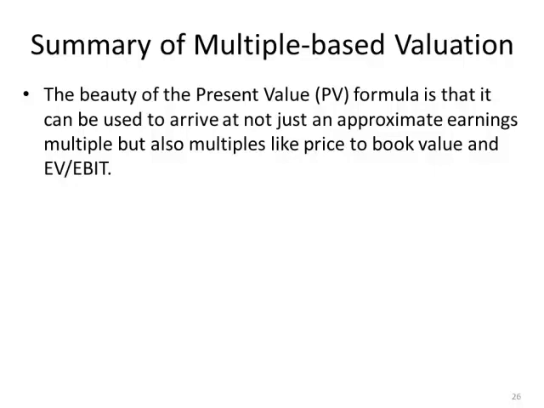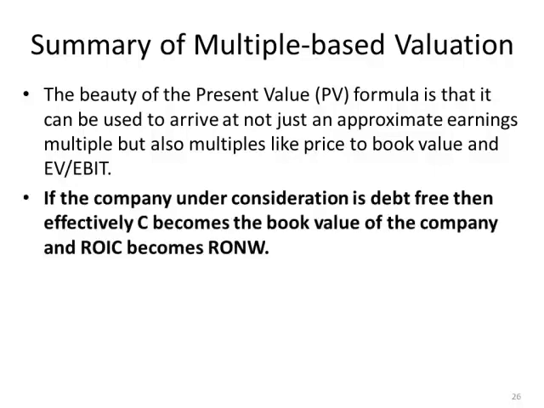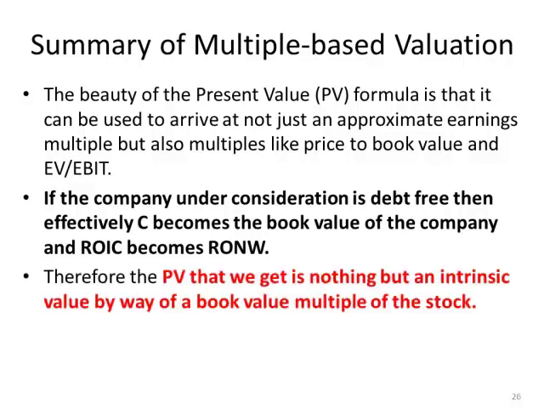So the beauty of the present value formula is that it can be used to arrive not just at approximate earnings multiples, but also multiples like price to book value and enterprise value over earnings before interest and taxes. So if the company under consideration is debt-free, then C effectively becomes the book value of the company, and the ROIC becomes RONW, or return on net worth. And then the PV that we get is nothing but the intrinsic value by way of the book value multiple of the stock.